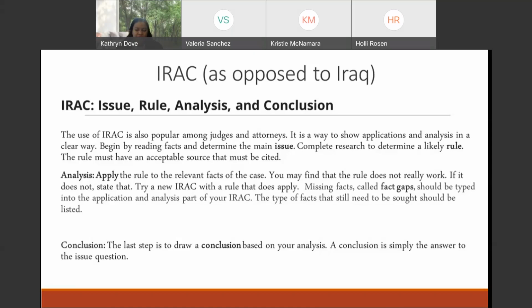Any questions? Does anyone have any experience using the IRAC form? Maybe Christy has used it before. Yeah, I've used it. I kind of used it today at work too. So it's good. It's easy and it's pretty self-explanatory once you get into it. Excellent.